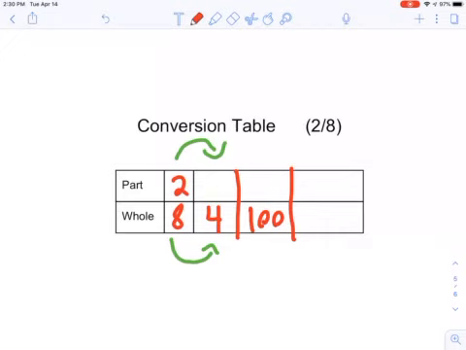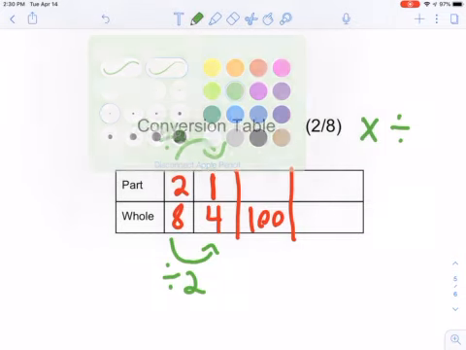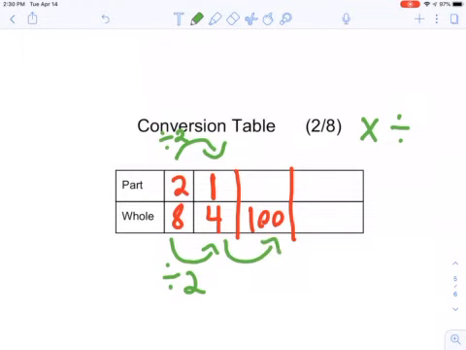8 does not multiply into 4, unfortunately, but remember, with the ratio table, what are the two things we can do? Multiply or divide. So 8 does not multiply into 4, but if we divide by 2, 8 divided by 2 gets us 4, just like 2 divided by 2 gets us 1. So we have successfully converted 2/8 into 1/4, but we're not there yet. Now we have one more step. We need to get from 4 to 100 because a percent is always a fraction out of 100.